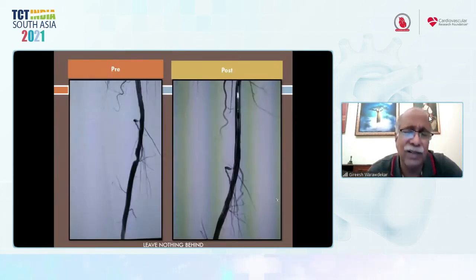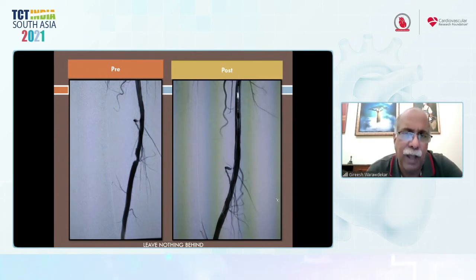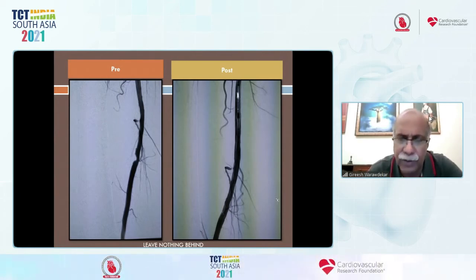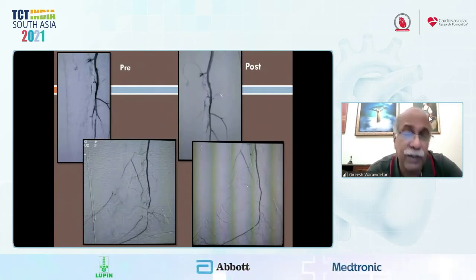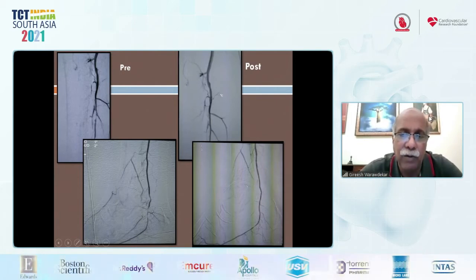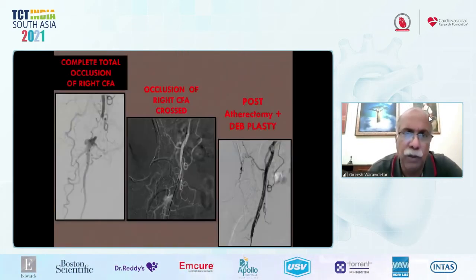This is another example. When you have an eccentric plaque, you can do a directional atherectomy, which will cut the plaque from the lumen, and you get a nearly stent-like result without putting a stent. In the tibials, again, there is an eccentric plaque, as well as another one here. We have done an atherectomy, and you can see the good result. Of course, we have used drug-coated balloons in these cases.